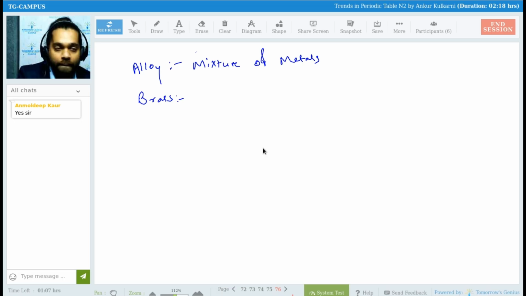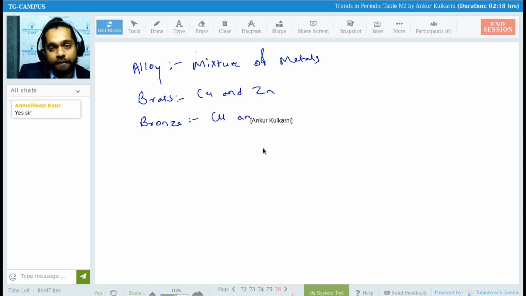Brass is an alloy of anyone? Correct. It is nothing but copper and zinc. Similarly, bronze is an alloy of, Anmoldeep, Sarjana, bronze is an alloy of, correct, that is in the name, copper and tin. Perfect. Copper and tin.